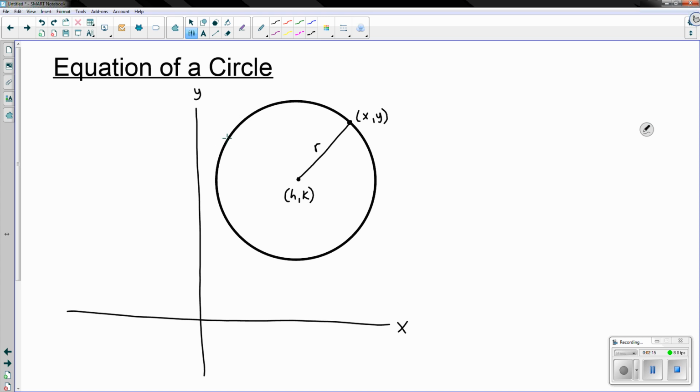So center is fixed, so it's going to be a constant. It does not change. Radius is fixed, so it will be a constant. But the point on the circle that the center extends to form the radius could change. So therefore, those two values will be variables.